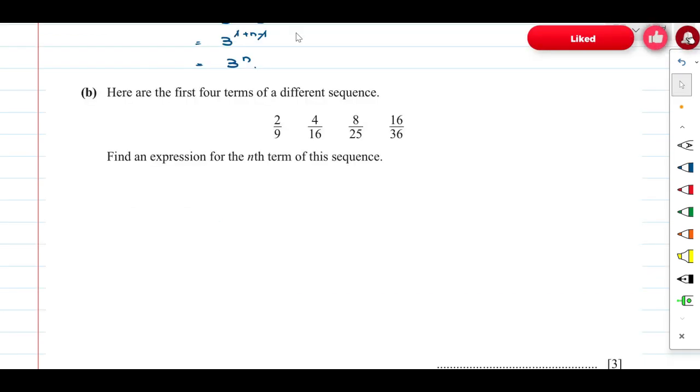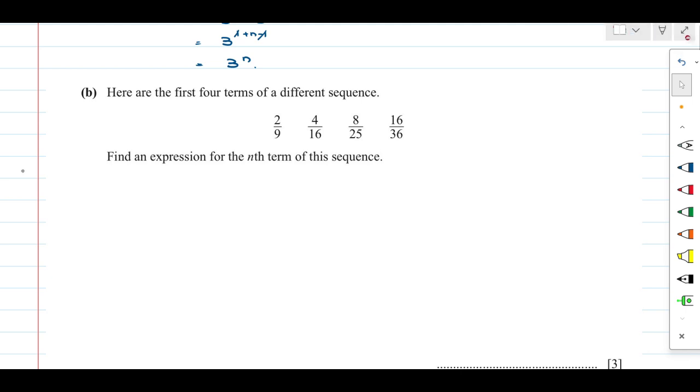All right, let's do one more practice question. Here are the first 4 terms of a different sequence. Now you can see the sequence is in fractions, right? Find an expression for the nth term of the sequence. We need to find the nth term for this sequence. So when the sequence is in fractions, it is better to find the nth term separately for the numerators and for the denominators, right?